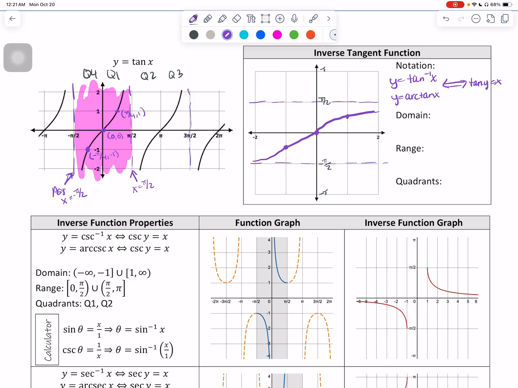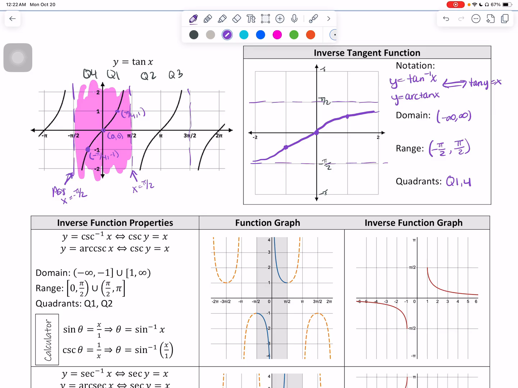Okay. So let's talk about domain, range, and the quadrants here. So looking at the inverse graph, domain, how far left to how far right? Well, it's going forever both ways, so negative infinity to infinity. The range, notice it's approaching asymptotes, which means it doesn't have brackets like the sine and cosine did, but the farthest low it is approaching is -π/2, and the y value that it's approaching going up would be π/2. And again, this one is in quadrants 1 and 4.